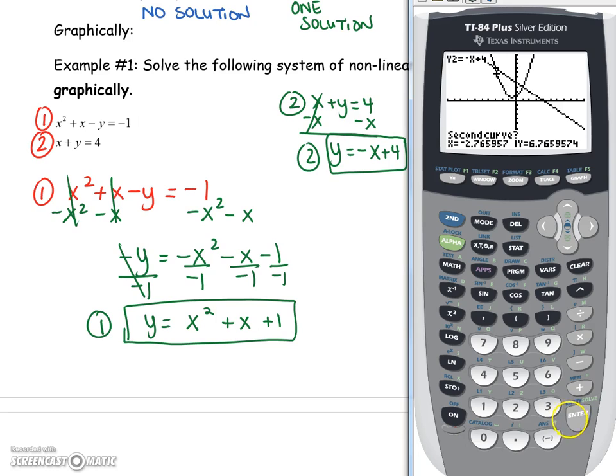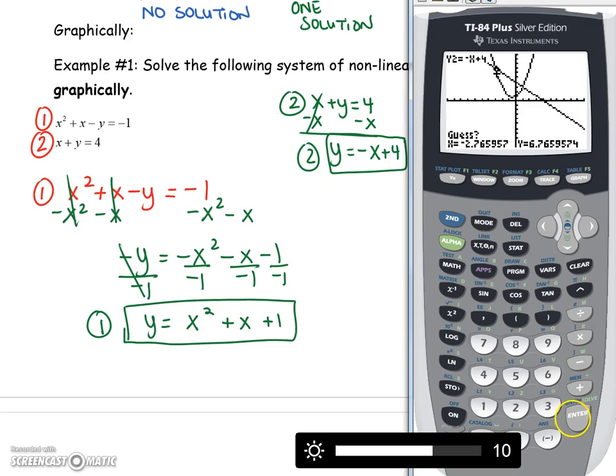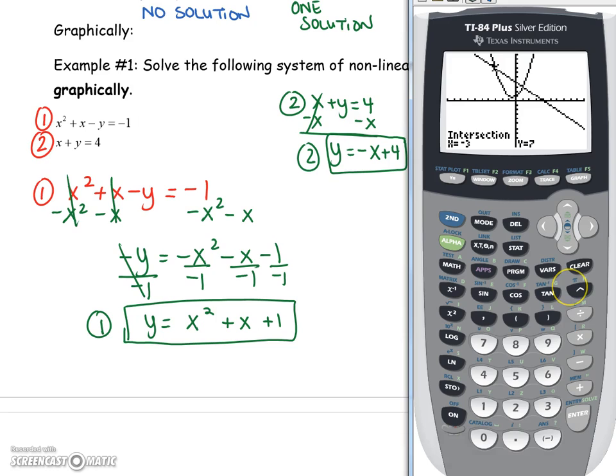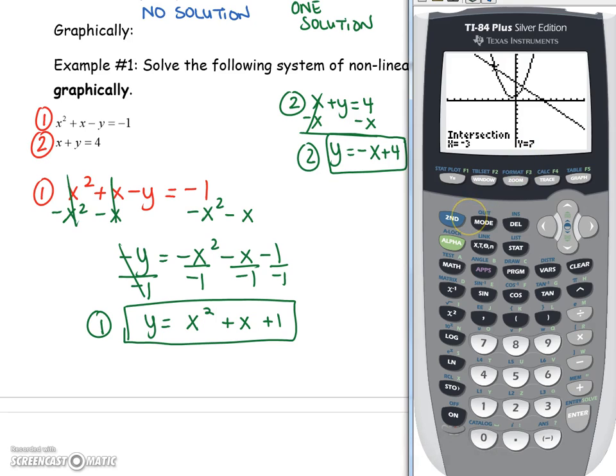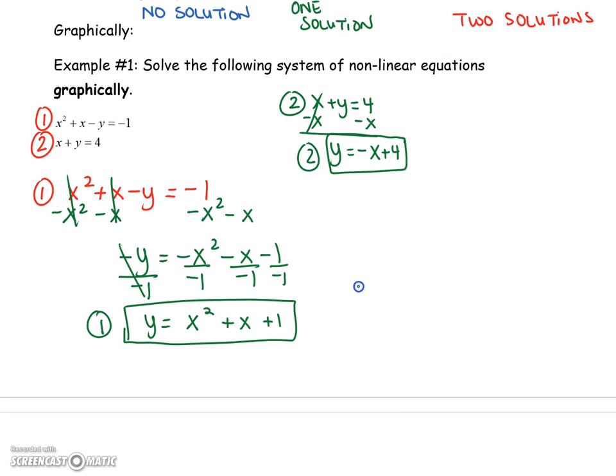Notice I was on the parabola. Then it says second curve. Notice that the little blinking thing went on to the line. Press enter again. Do you want me to guess? The calculator's asking, and we want to say, yes, please, enter again. And then the intersection point is given to us at -3, 7. So that would be one of our solutions. All right, I'm going to just go back to my notes really quick. So one of our intersection points is at -3, 7.